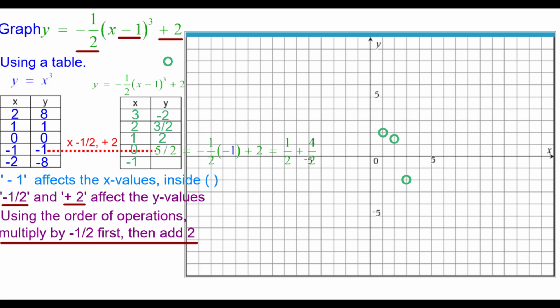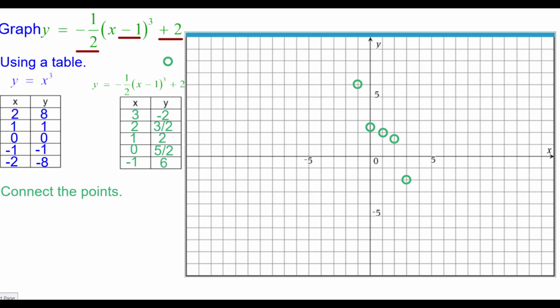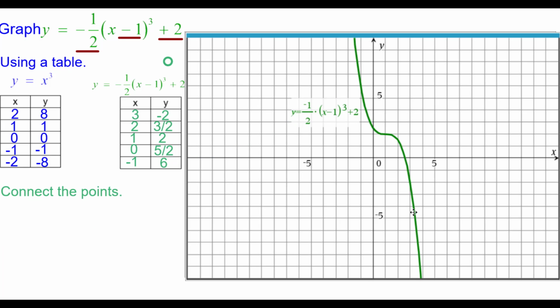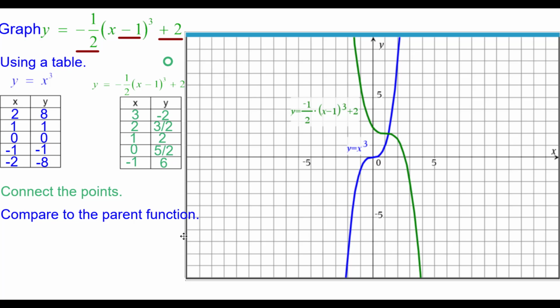Negative 1 times negative a half is positive a half. Add a 2, which think of like 4 halves, that would be positive 5 halves. So 0, 5 halves is our y-intercept. Negative 8 times negative a half is positive 4, plus 2 is 6. So negative 1 comma 6. Connect the points and make it look like a cubic looking graph. Compare to the parent function. You can see it's flipped in the other direction and the point of inflection has been changed.